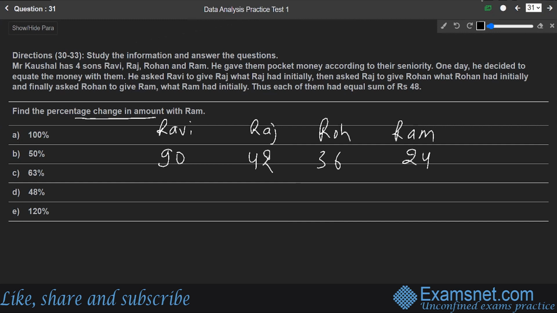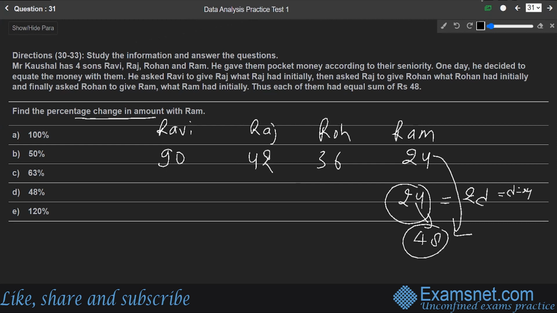Now he's saying, find the percentage change in the amount with Ram. Let us check once again. So Ram had 24 only, but because the total amount was 48 and this was equal to 2d, the d value was only 24. The d value was 24, so the amount had become 48. So we are supposed to check the change from 24 to 48.